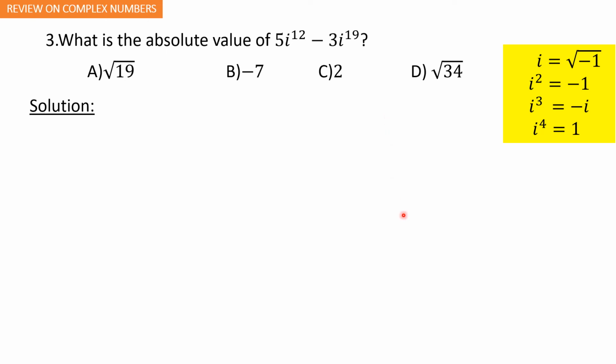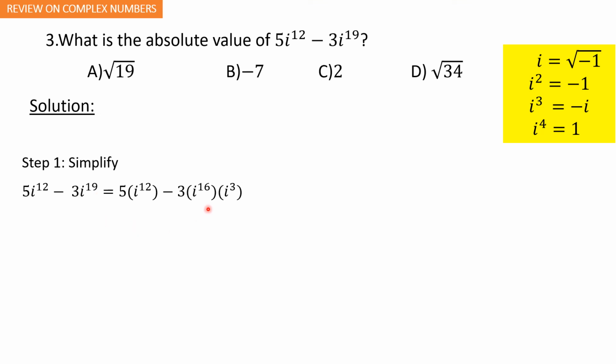Now, let's have the solution. The first thing we will do here is to, of course, simplify. Simplify natin yung 5i raised to 12 minus 3i raised to 19. Remember, pag nagsisimplify tayo, syempre, targetin na natin kung divisible exactly by 4 ba yung kanyang exponent para makuha na natin kaagad yung value na 1. Okay? So, 12 as exponent is already divisible exactly by 4. So, okay na siya.